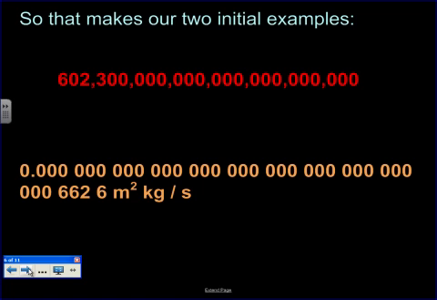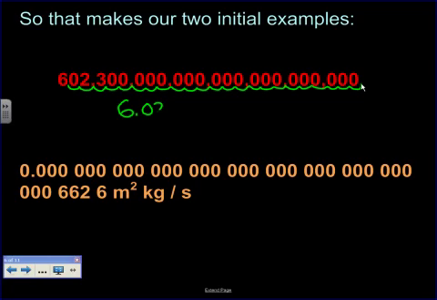Okay, so let's jump back then to our initial 2 examples. Again, these are really important numbers in science. We're going to apply the same process. So the first one, 1, 2, 3, 4, 5, 6, 7, 8, 9, 10, 11, 12, 13, 14, 15, 16, 17, 18, 19, 20, 21, 22, 23 spaces. So we're going to have 6.023 times 10 to the 23rd.